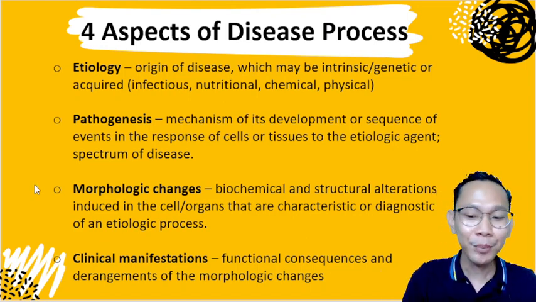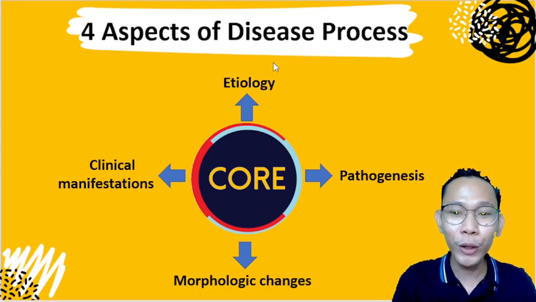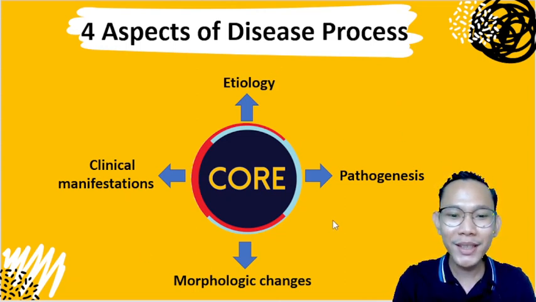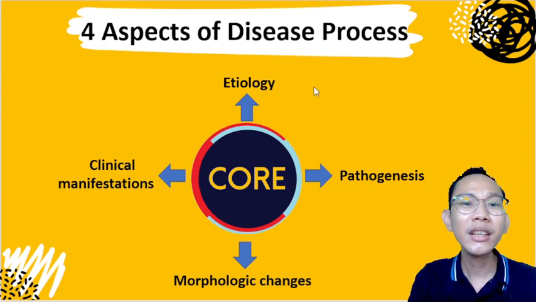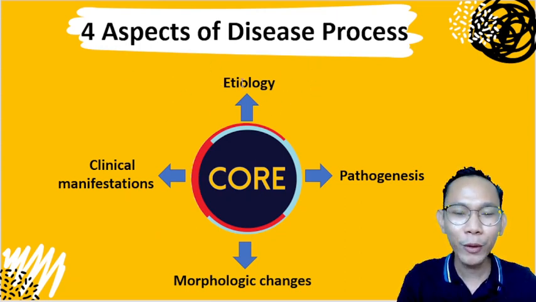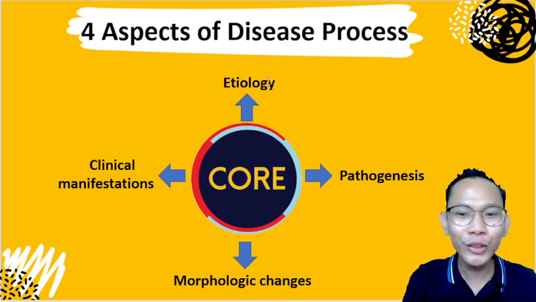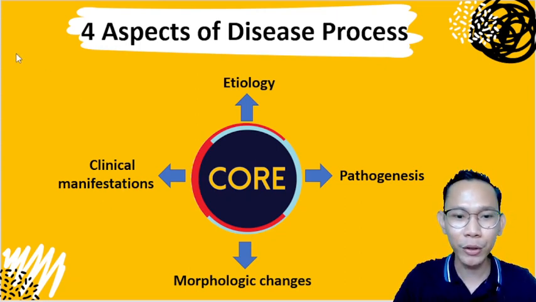So, again, let's review the 4 aspects of disease process, ha? Etiology, pathogenesis, morphologic changes, clinical manifestation. So, this is now the summary of what we learned. Etiology, the cause. Ito talaga ang origin ng sakit. Kung walang etiology, walang pathogenesis, walang morphological changes, walang clinical manifestation.